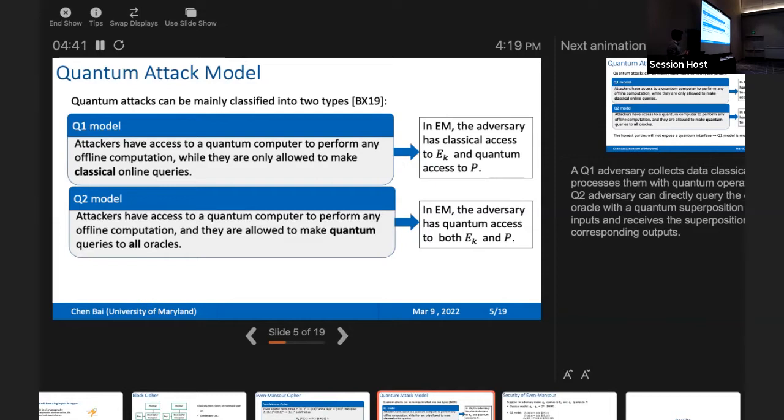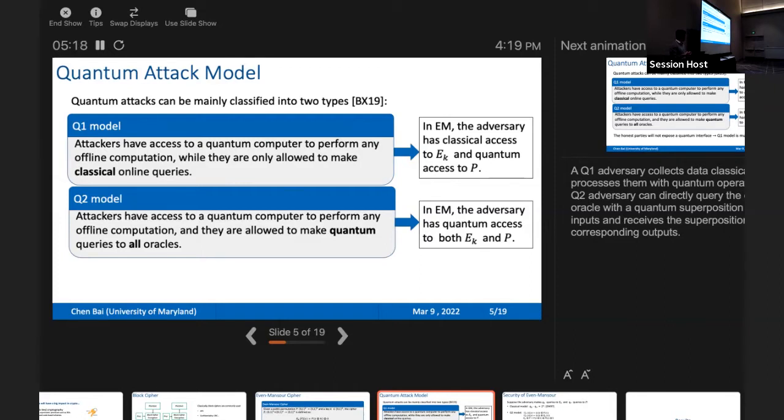Applying those two models to Even-Mansour, the Q1 model refers to the case where the adversary has classical access to E_K and quantum access to P. While in the Q2 model, the adversary has quantum access to both oracles. One important thing to note is that since P is a public permutation, it can be specified by some publicly known circuits, which means it can be implemented locally by an adversary. So the adversary can just get its circuits and implement the unitary operators to get the quantum access locally.